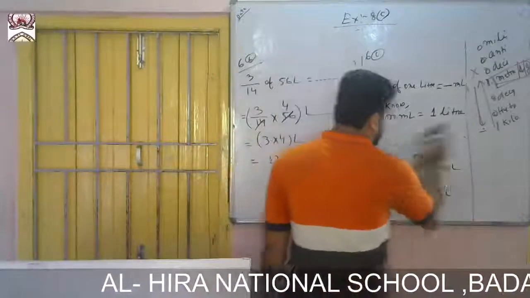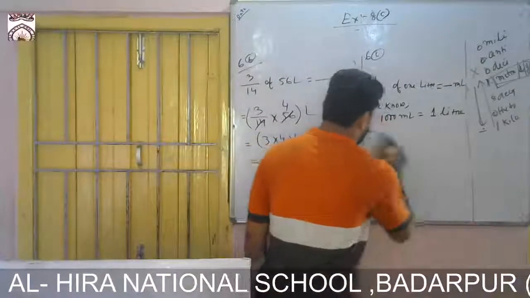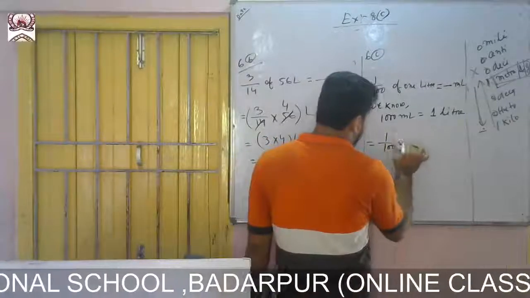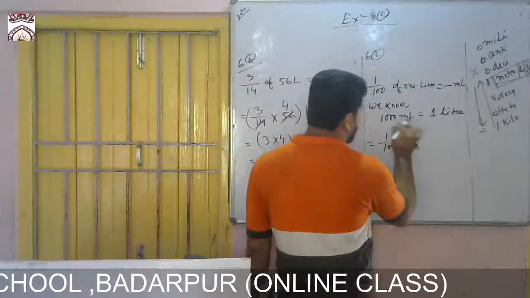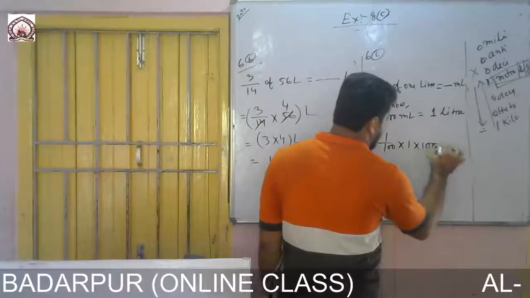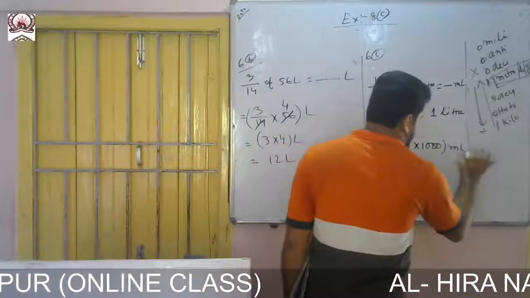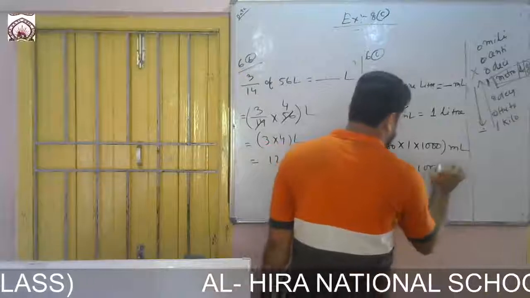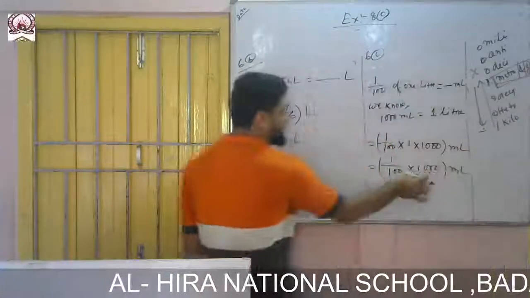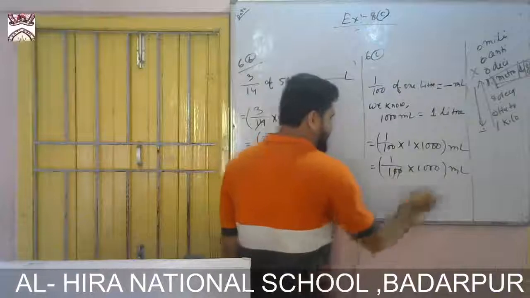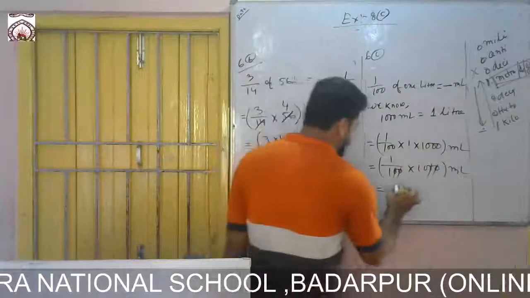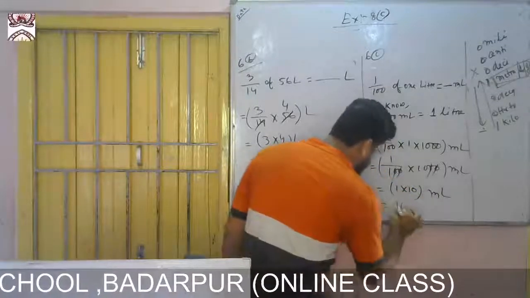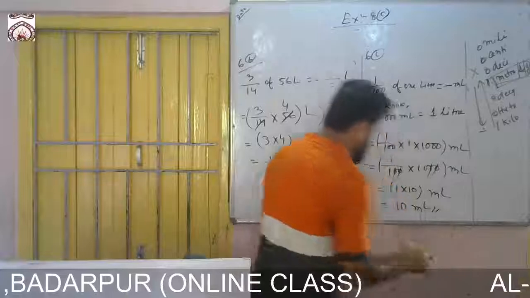It will be 1 by 100 of 1 into liter. But I need to convert into milliliter, so I multiply by 1000. Then 1 by 100 into 1000 milliliter. 2 zeros get cancelled, remain 1 into 10. 1 into 10 milliliter, that is 10 milliliter.